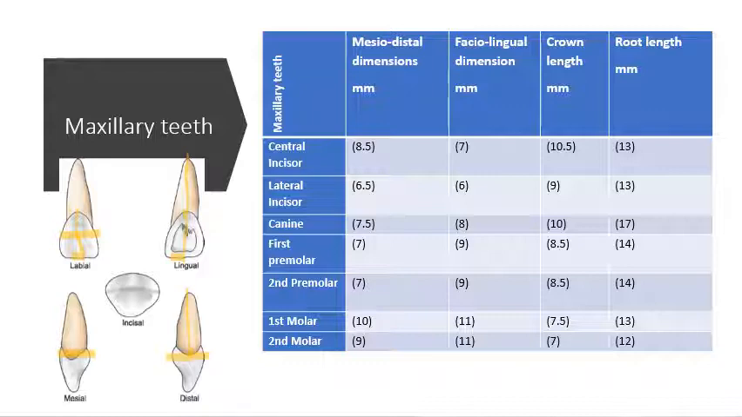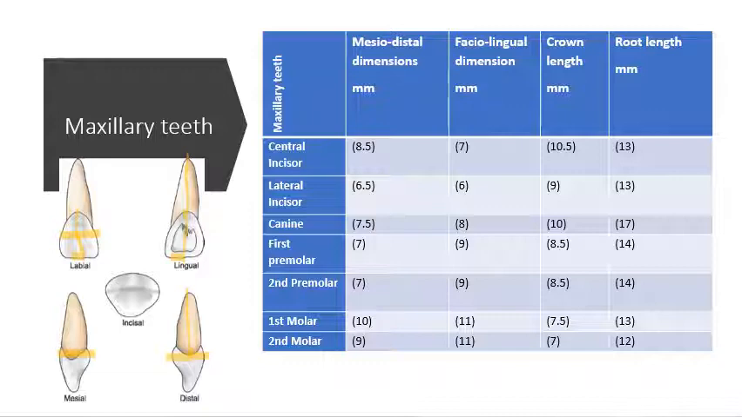For the canine, what we see here is that the faciolingual dimension exceeds the mesiodistal dimension. So the canine is the only anterior tooth whose faciolingual dimension is greater than its mesiodistal dimension. And the root length of both the central incisor and the lateral incisor is the same. It's around 13 millimeters. All of these dimensions are taken in millimeters. And then the longest root in the maxillary teeth is that of the canine. It's an average of 17 millimeters.